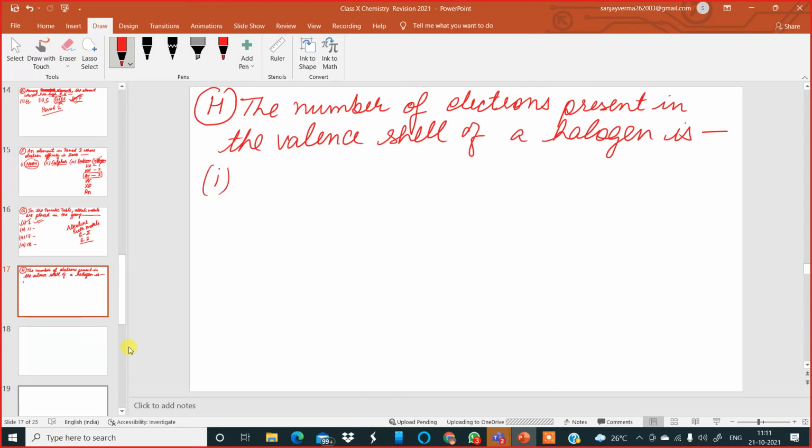Valence shell of halogen. You know the answer. I'm not going to write down the 2. 2 or 7. It is 7. The first option is 1, which is wrong. The second option is 3, which is also wrong. The third option is 5, which is also wrong. The fourth option is 7, and that is correct.